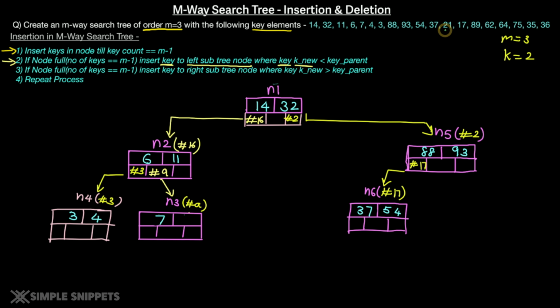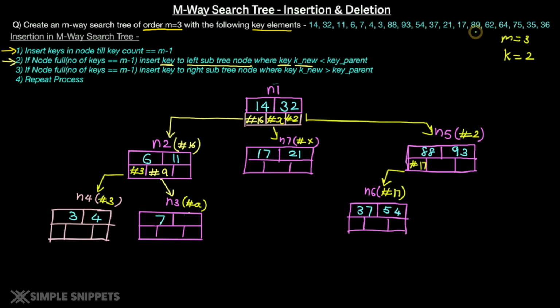Then we have 21. So 21 is greater than 14 but smaller than 32, which means that 21 will be towards the right of 14 but towards the left of 32, which means that it will be in this middle pointer, right? So let's create a node over here in between, and 21 will be stored over here. Then we have 17. Again, 17 is greater than 14 but smaller than 32, so it goes over here, and 17 is smaller than 21, so 21 will be written over here, whereas 17 will come over here, right?